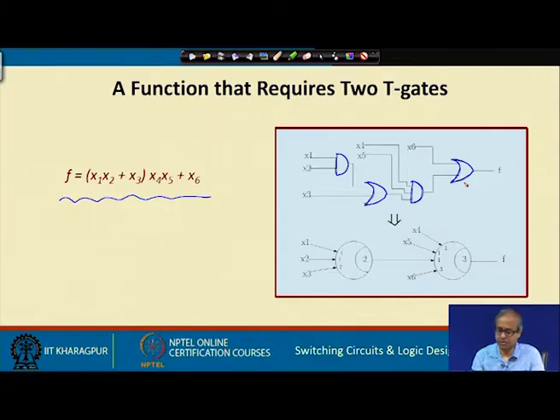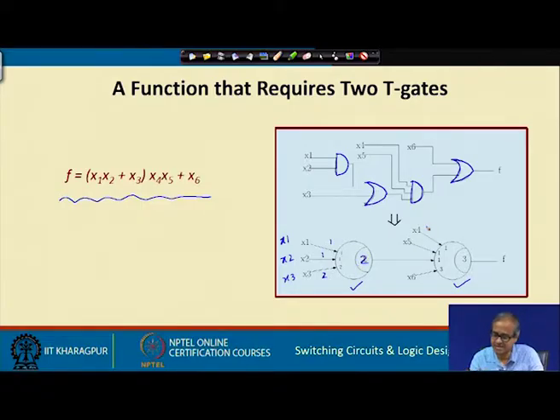Now, what we are showing here is that using threshold logic gates, you can have 2 threshold logic gates to implement the same function. You can actually verify that it works. I leave it as an exercise for you. For the first gate, the inputs you are applying are x1, x2 and x3. The weights are 1, 1 and 2 and the threshold is 2.